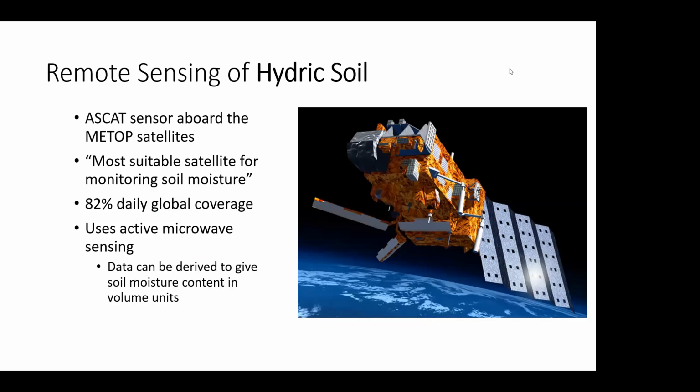And these satellites are cool because there's actually 3 of them that are constantly orbiting. And so they have a really good temporal coverage. As you can see, about 82% of the globe is covered by these satellites every day. And these give you really accurate data about soil moisture content. They can actually tell you exactly how much moisture in volumetric units is in soil.